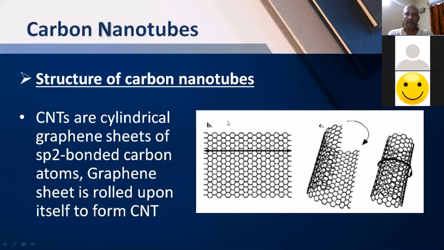Structure of carbon nanotubes. We have a graphene sheet. It is 2D. Then we roll up the graphene sheet and we get a carbon nanotube. So carbon nanotubes are cylindrical graphene sheets of sp2 bonded carbon atoms. The graphene sheet rolls upon itself to form the CNT. Because of sp2 bonds, it is very strong.